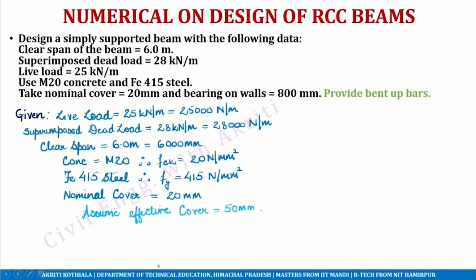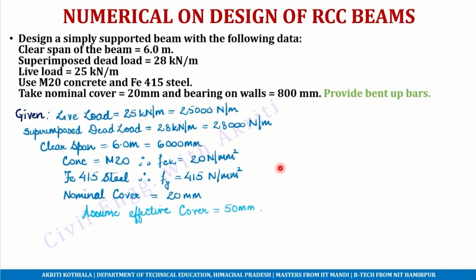It says: design a simply supported beam with the following data. The clear span of the beam is 6 meters, superimposed dead load is 28 kilonewton per meter, live load is 28 kilonewton per meter. We have to use M20 concrete and Fe415 steel. The nominal cover given to us is 20 mm and the bearing on walls is 800 mm. In addition to all this, we have been clearly specified that we have to provide bent up bars.